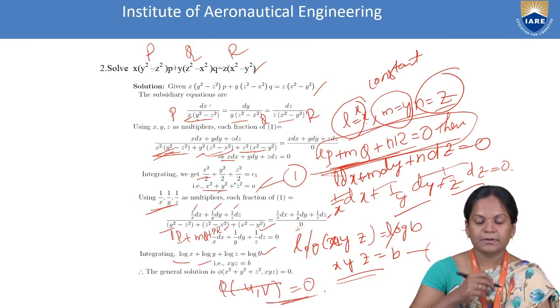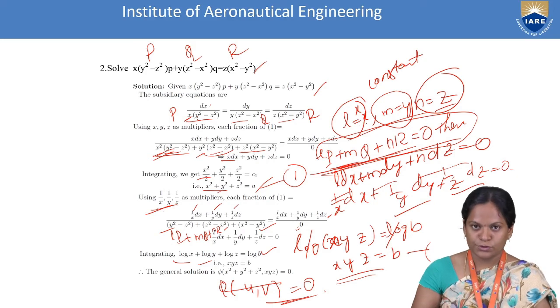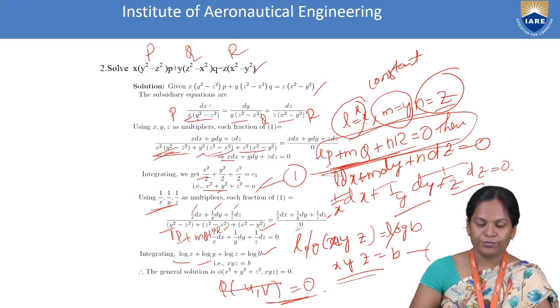Separately, x square plus y square plus z square is not a solution, and xyz is not a solution. First take two solutions and write them in the standard form. The standard form is phi of u comma v equal to 0. So from the partial differential equation, we can take the solution of the given partial differential equation, that is phi of u comma v equal to 0, and we need only two solutions.